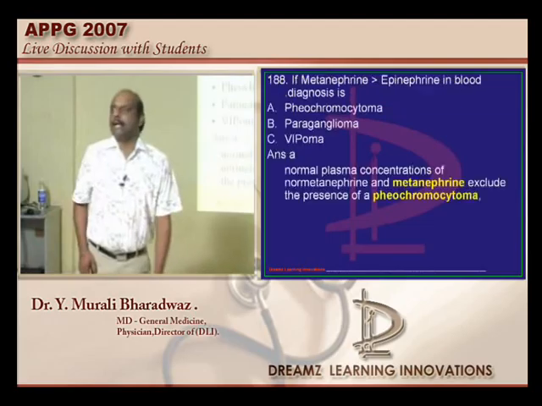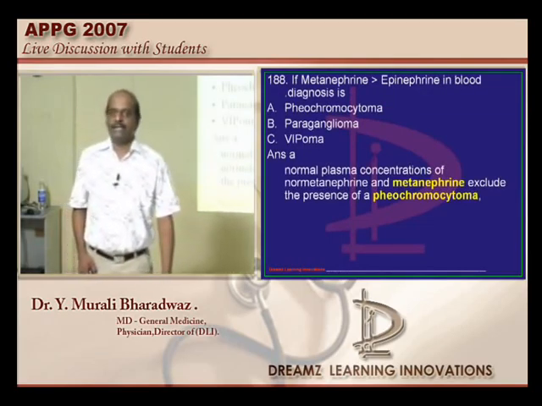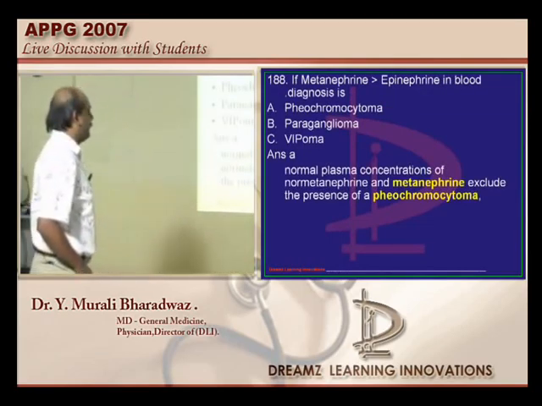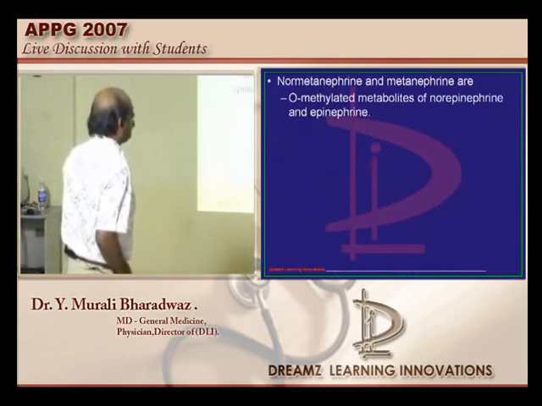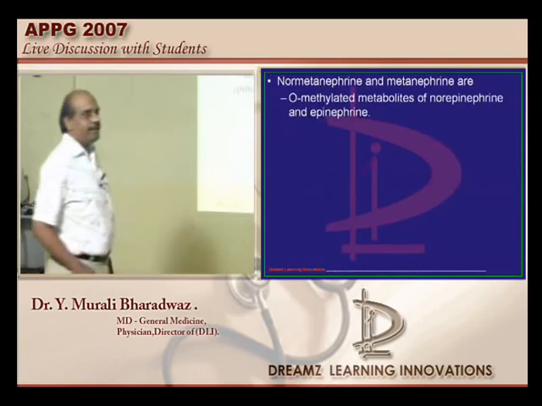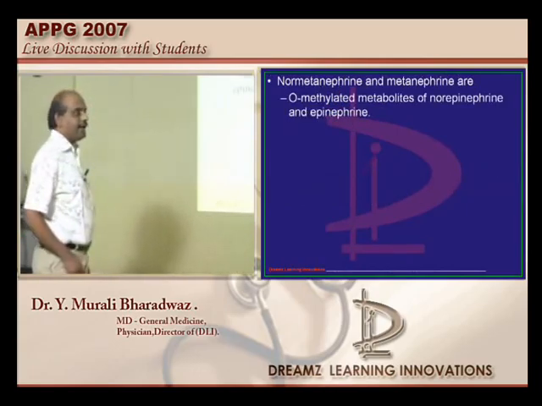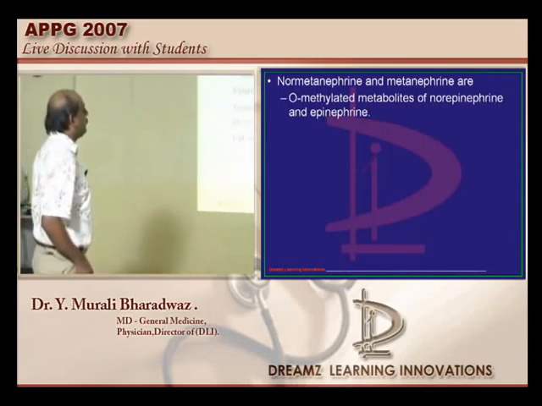If metanephrine is greater than epinephrine, it is pheochromocytoma. There is nothing to doubt about this question. So normetanephrine and metanephrine are the O-methylated metabolites of norepinephrine and epinephrine, which needs to be remembered.